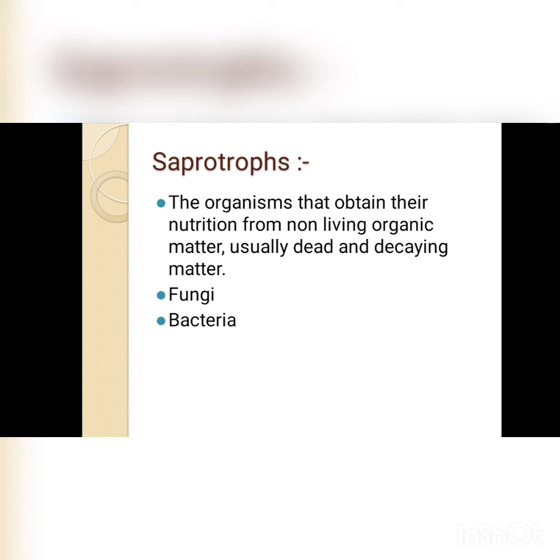It is written in the slide that saprotrophs are organisms that obtain their nutrition from non-living organic matter, usually dead and decaying matter. How? After the death of an organism, the bacteria present in the environment feed on those dead bodies, decompose them and decay them. Clear? So these saprotrophs obtain their nutrition from dead and decaying organisms, and this kind of nutrition is known as saprotrophic nutrition.